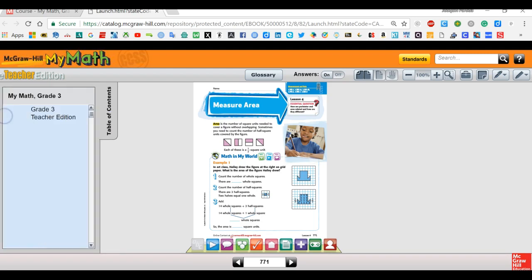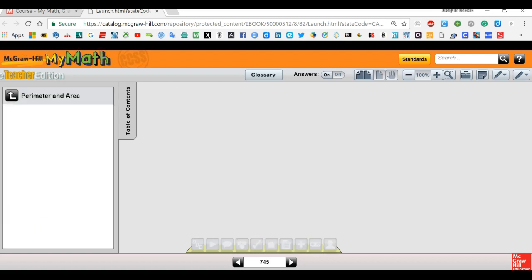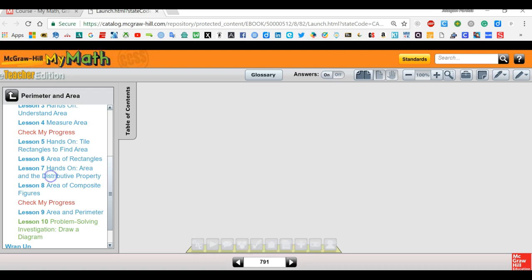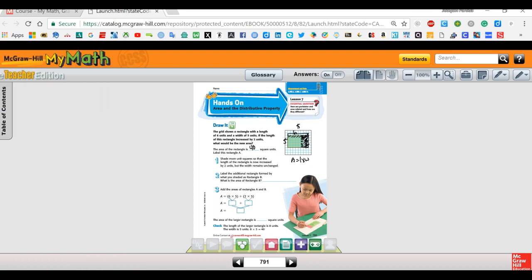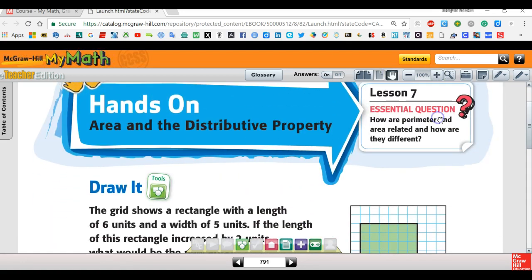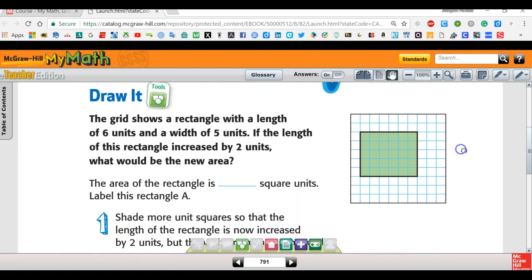So we're doing chapter 13, okay? Lesson 7. We already did lesson 6, okay? So it says areas and the distributive property. Okay. It says draw it.